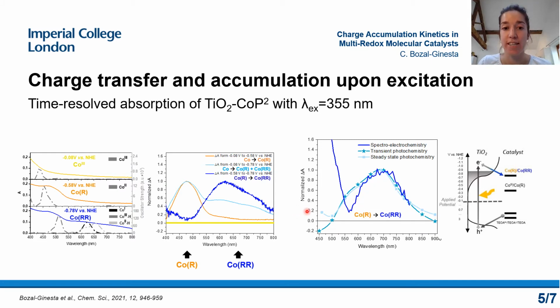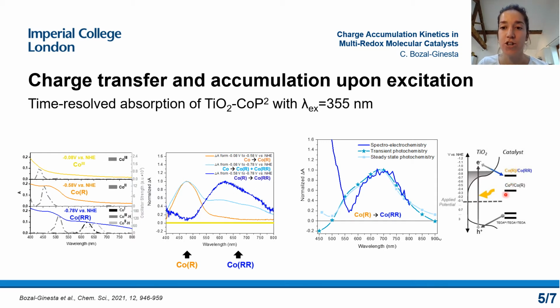This dark blue signal is the same as this one, but this one is on ITO, and this one is on TiO2. And what this tells us is that what's happening here is that cobalt-R is being reduced to cobalt-RR. And it means that the catalyst, whose initial state is cobalt-3, is very quickly reduced to cobalt-R, and cobalt-R remains at the surface in the dark.